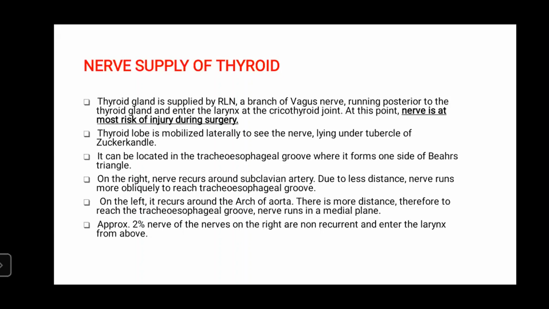On the right side, the nerve recurs around the subclavian artery, and due to the less distance, it travels more obliquely to reach the tracheoesophageal groove. On the left side, it recurs around the arch of aorta, and there is more distance to reach the tracheoesophageal groove, so it runs parallel medially. Approximately 2% of the recurrent laryngeal nerves on the right side are non-recurrent and enter the larynx from above directly.